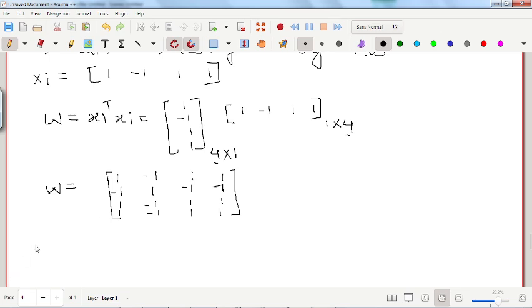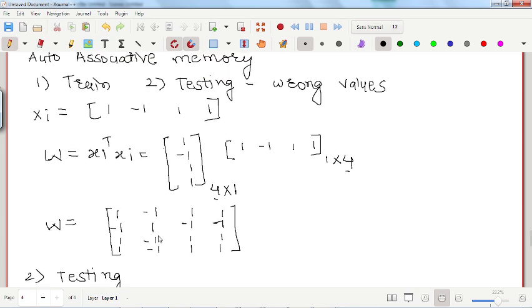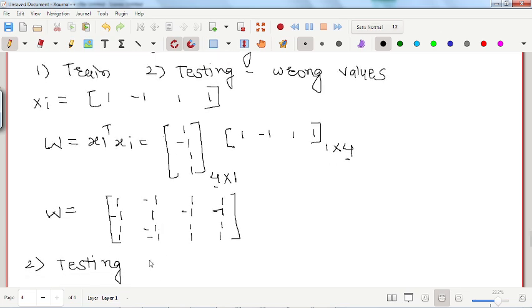Now what is the second part? The second part is testing. So for testing, see what they said, two wrong values. What I said is you can consider any two of the values as wrong. The position may be anything, but if it is defined properly, say the first two values are wrong, then accordingly you can make the changes. So if the first two values are wrong, it is -1, +1, 1 and 1.